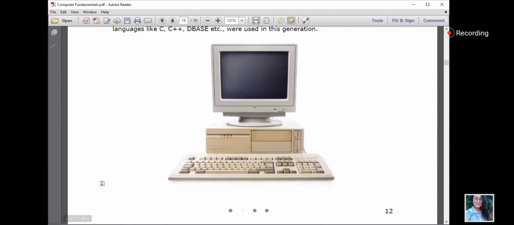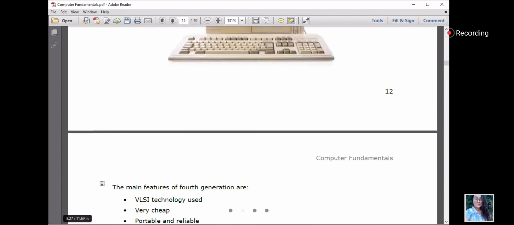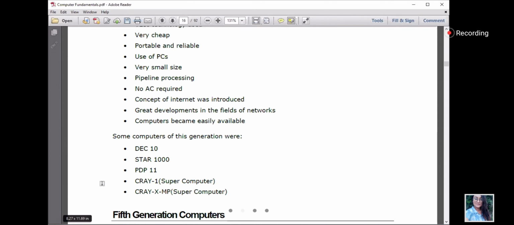Now fourth generation, some computers look something like this. This is very neat and clear, more developed in every way. And the important addition here is pipeline processing. So what is pipeline processing? Basically, you can do two or more works at a time. That is pipelining. Now how does pipelining actually work?